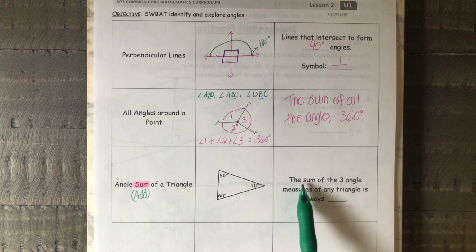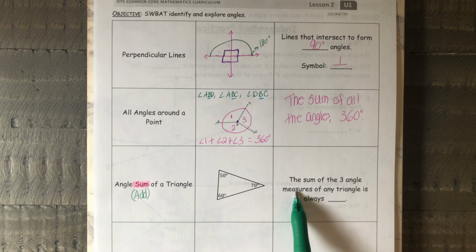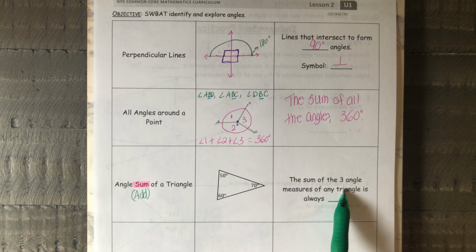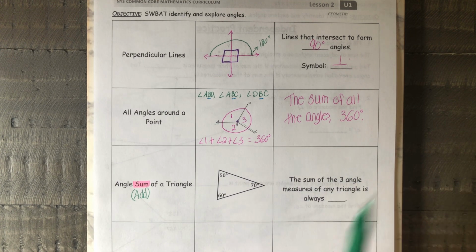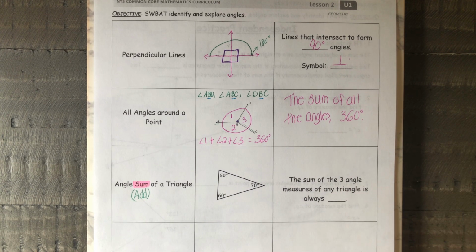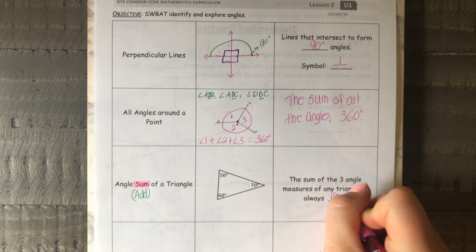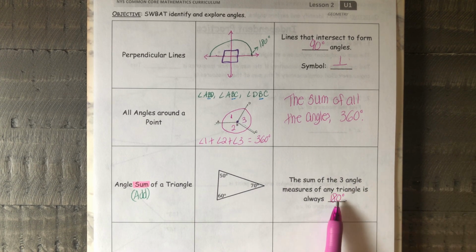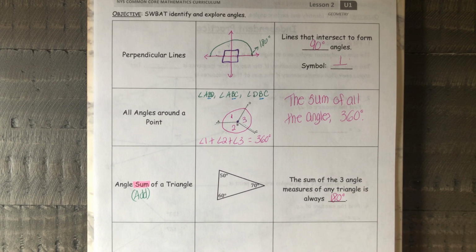All right, so the sum of the three angle measures of any triangle, this is going to be true for any triangle. What'd you get? That's what I thought. You got 180 degrees. So there's 180 degrees in any triangle that you could make.